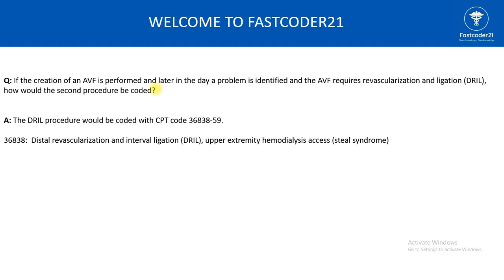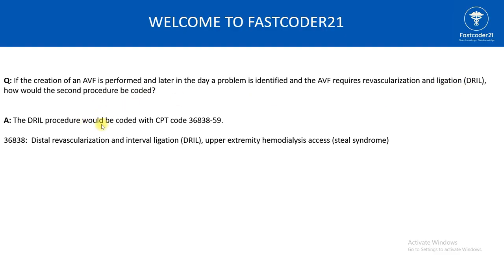So the physician has performed the AVF. After performing the arteriovenous fistula, the physician has identified a problem in the AVF on the same day. So how do we code this scenario? In order to treat this problem, the physician performs revascularization and ligation. Usually we call it the DRIL procedure. How would the second procedure be coded?